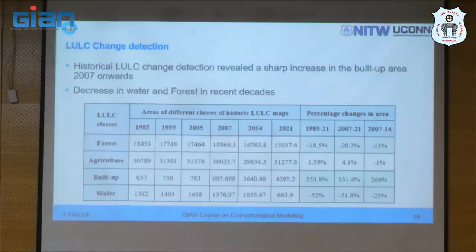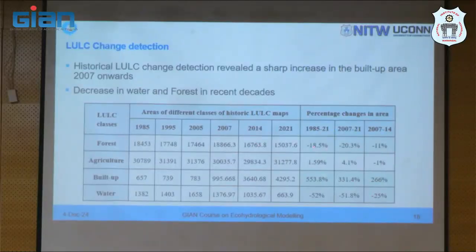Now coming to the second part, that is LULC change detection. We had 3 decadal maps available to us from NASA, 1985, 95 and 2005. For the recent maps 2007, 14 and 21, we used Landsat images and Google Earth Engine to classify into 4 classes. We are not going specific into different classes of agriculture, but forest, agriculture, built up and water area. Among these, your built up land, which was around 657 square kilometers, increased to 4,295 square kilometers in 2021, which was almost a jump of 500% in the basin.